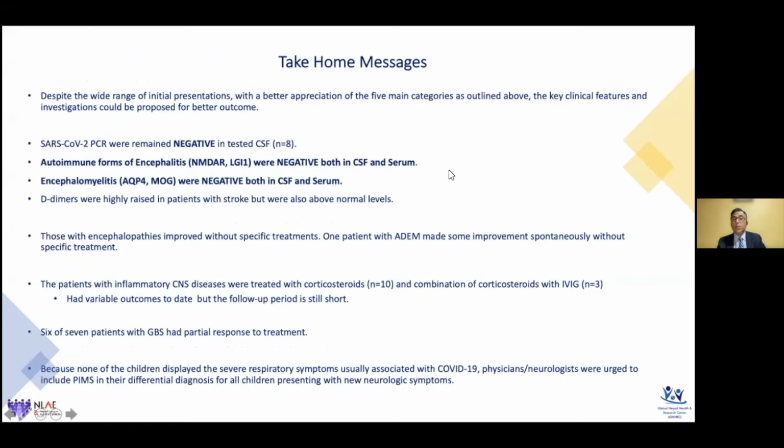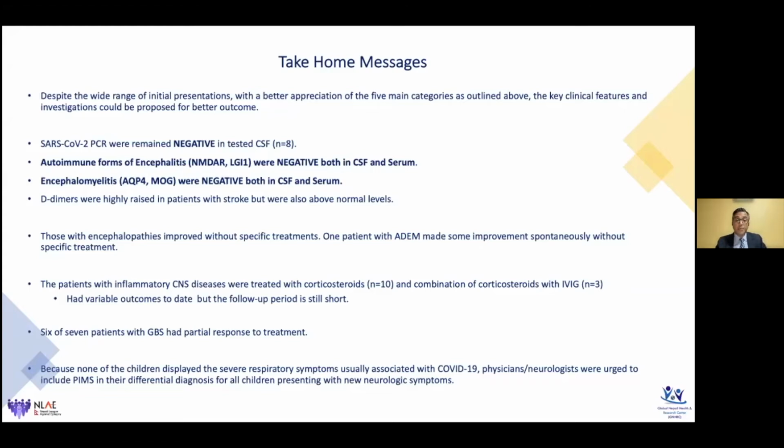So, what is the take-home message here? We saw that despite a wide range of initial presentations, we had these 5 categories that we started with, and the categories kind of increased, and based upon those categories we can do a proper investigation and treatment. Most of the cases had negative PCR on the CSF testing. Autoimmune forms of encephalitis, which are NMDA and other antibodies, were negative in both CSF and serum. The encephalomyelitis markers, which are aquaporin and MOG, were also negative in both CSF and serum.